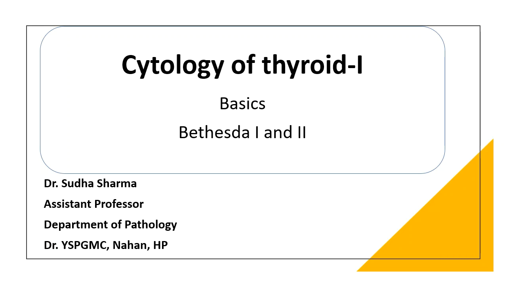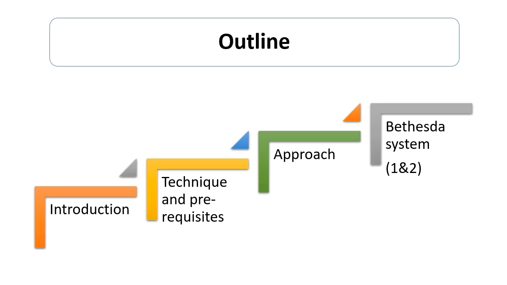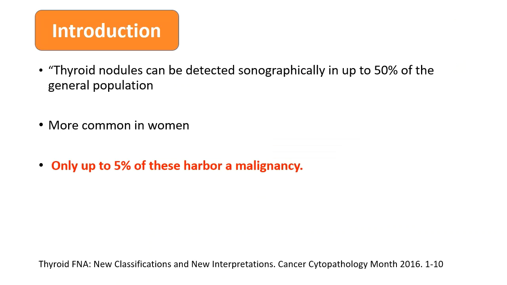Good morning, everyone. This is my first lecture on thyroid cytology, and today I'll be talking on the basics of thyroid cytology, the Bethesda System, and we'll talk in detail about Bethesda 1 and 2. So this is the outline of my talk. I'll briefly introduce the topic, followed by technique and prerequisites for thyroid FNAC, approach to thyroid FNAC, the Bethesda System for thyroid cytology, and in detail we'll discuss Bethesda 1 and 2.